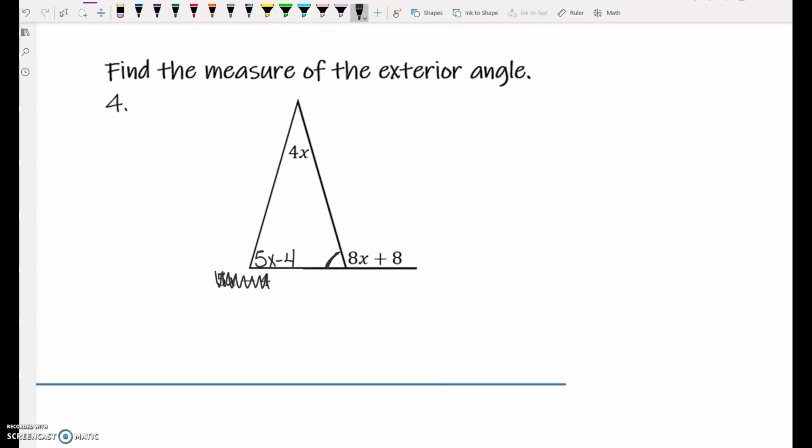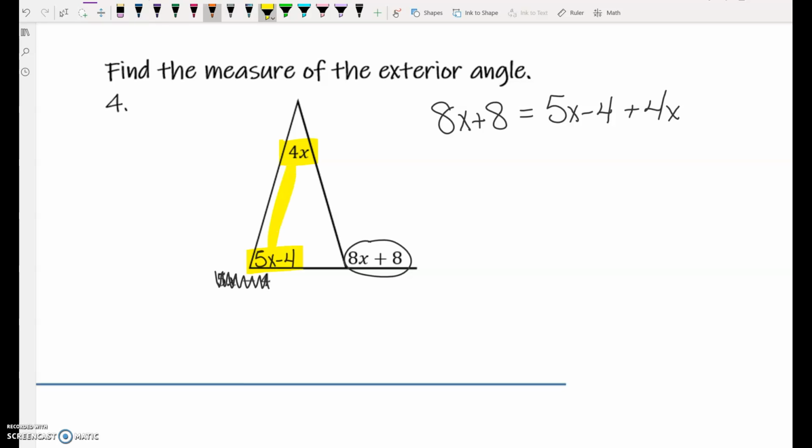All three of the angles in the triangle also have to add up to 180. So 8x plus 8 is going to be equal to 5x minus 4 plus 4x. The exterior angle is always equal to the sum of the two interior angles. So if you want to circle those and put a plus between them, the exterior angle is equal to the sum of the interior angles that it's not right next to, the two that it doesn't touch.